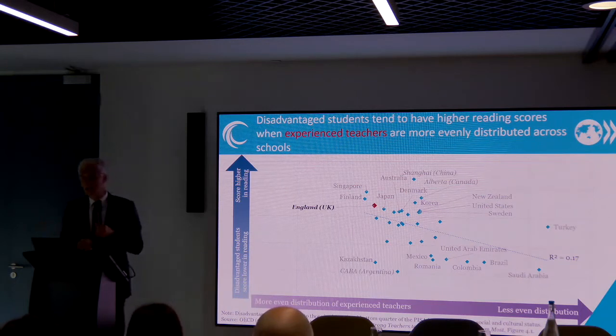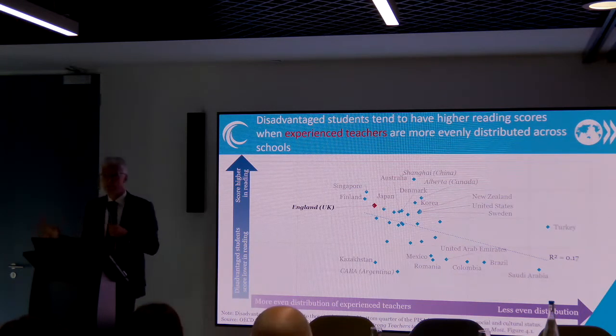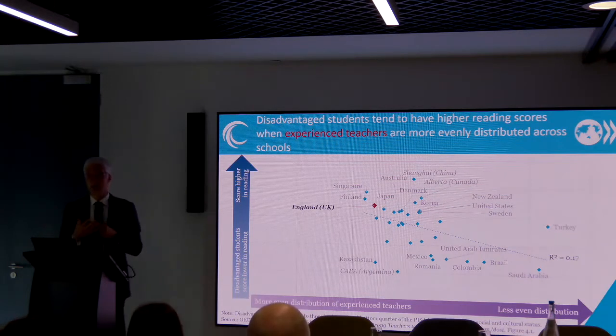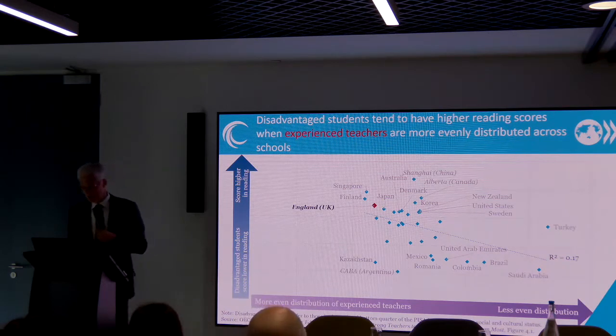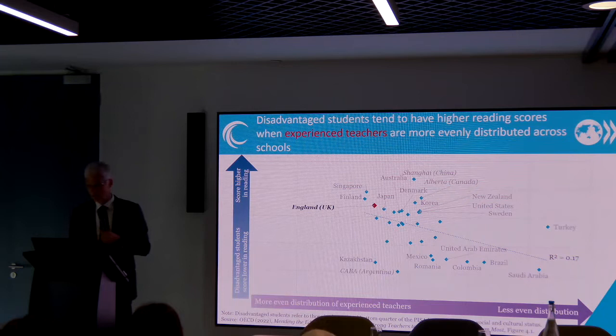Whether those things are causally related, or what's cause and effect, is not something that we can talk about. What you can clearly see is, if you do a better job in distributing your teaching resources, you're likely to see a lower share of poor performers.